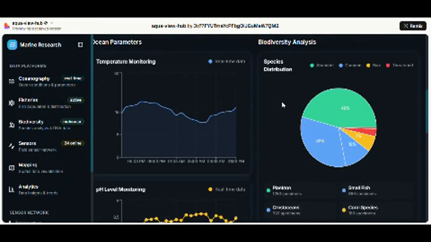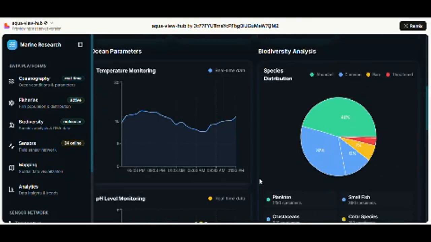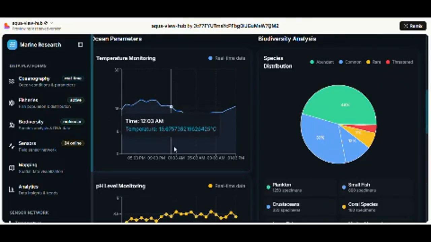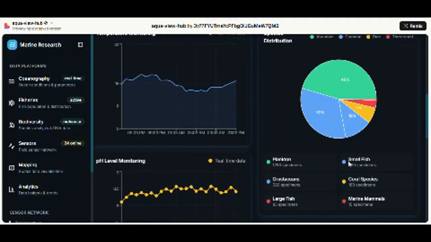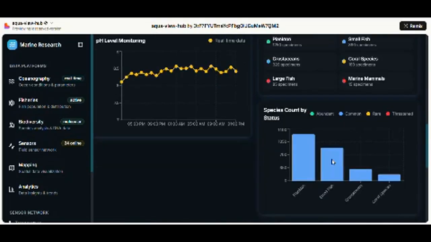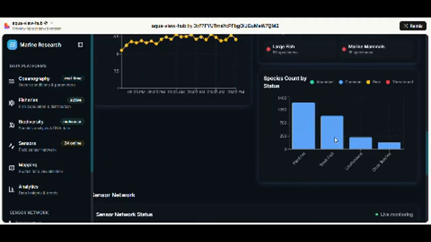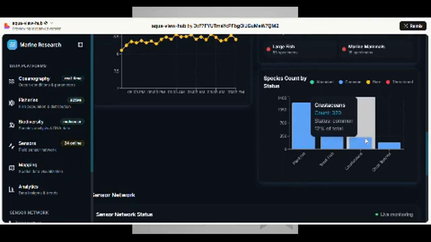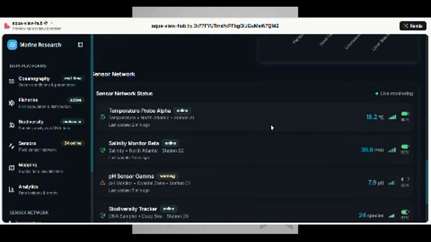Similarly, we have a separate graph for temperature monitoring. It would show us the variation in temperature too. On a similar level, we have a pH graph too, which would monitor the pH level of the water. More importantly, the salinity level will also be demonstrated in this dashboard. And following are the other parameters of the ocean. We can also see a pie chart which demonstrates the species distribution.